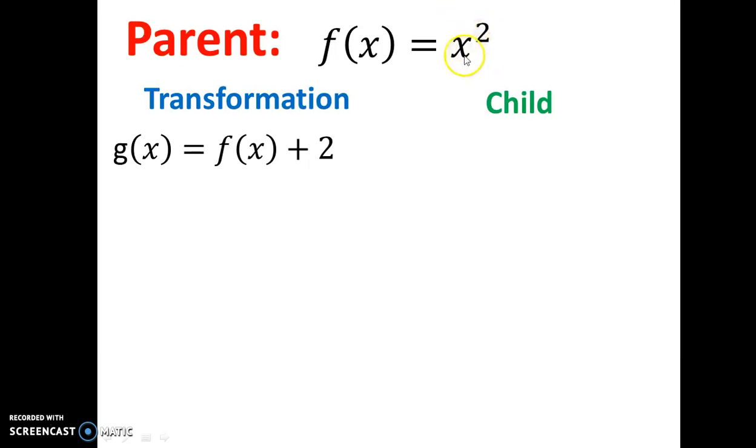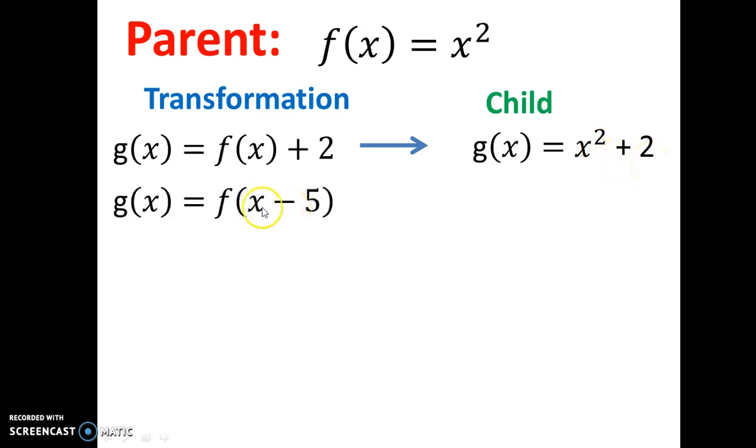Here's our parent, the quadratic. Let's say we want to create a child. We take the parent. To create the child, we're going to transform it by taking the original and adding 2 to it. So the child would be the original plus 2. Another example, here we take x minus 5. If you remember how to do function notation, whatever appears in here replaces this x here. So this has been replaced with x minus 5, so this is also replaced with x minus 5. So the result is this child where all of that here has been replaced with x minus 5.